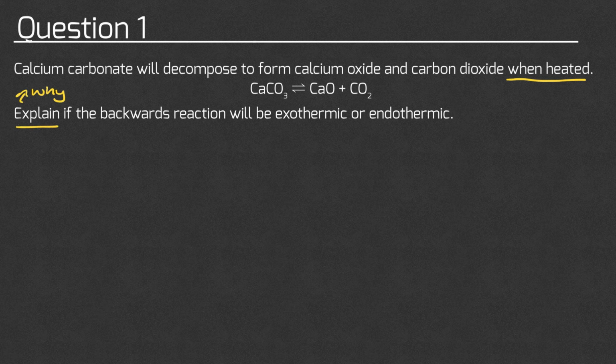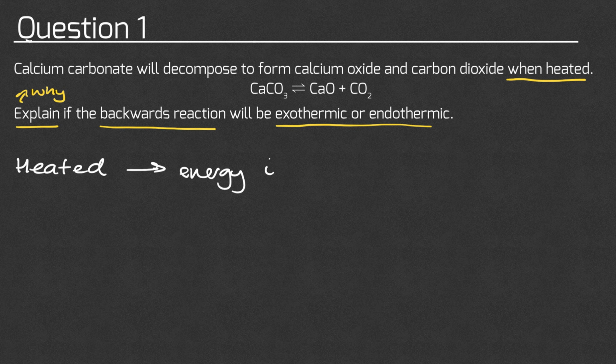So explain means we need to give a reason why. And we're looking at what happens in this case in the backwards reaction. So the question tells us that we heat the forwards reaction. When we heat something, that means we're putting energy in to make it happen.